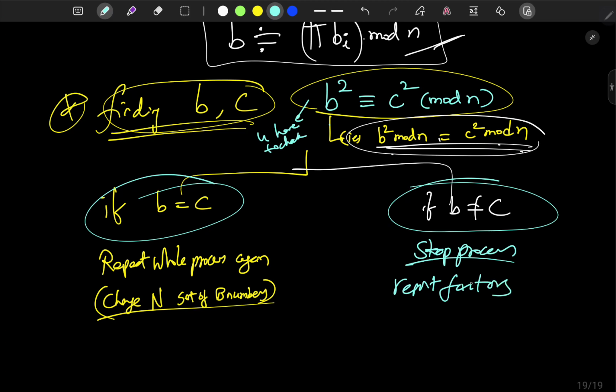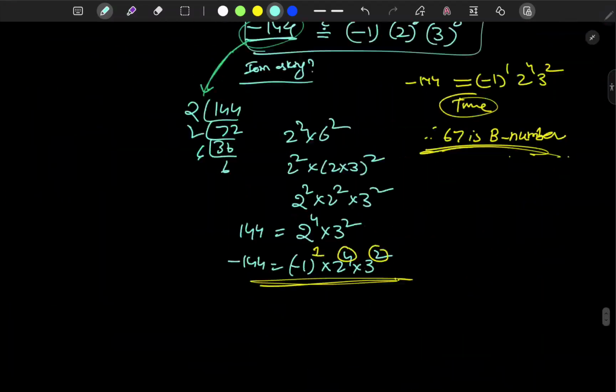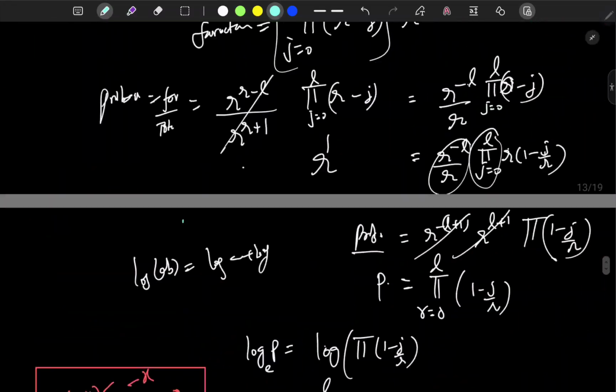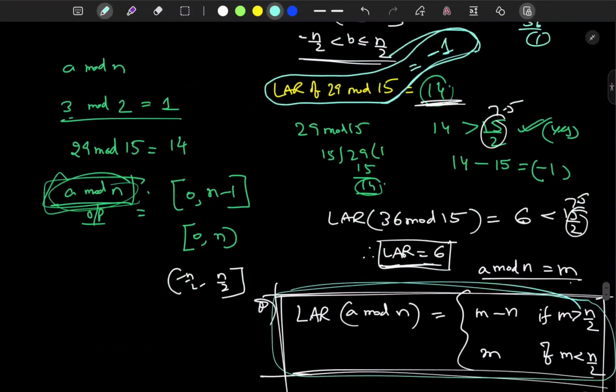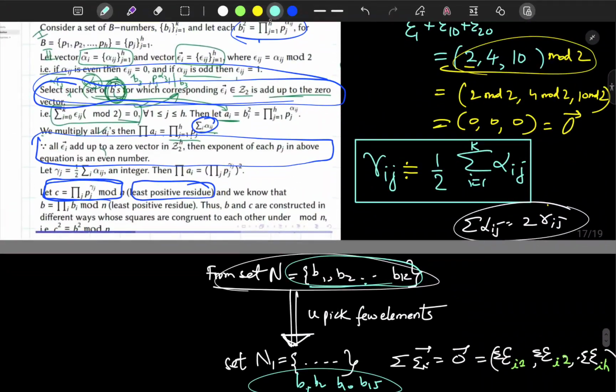That's it. In the next video we will take one example and investigate it deeply. Don't worry, for now you just understand this theorem. It says that B and C can be considered in different ways whose squares are congruent to each other under modulo n, that is C square equals B square mod n. You have to remember this.